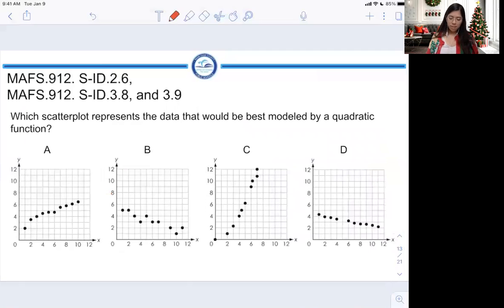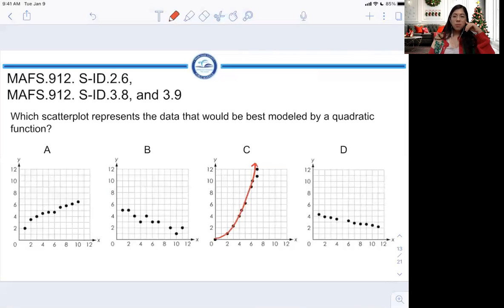Which scatter plot represents the data that would be best modeled by a quadratic function? So which of these follows closely to a quadratic function? Mm, I think maybe C. C. Yeah, C. Yeah, let's take a look.